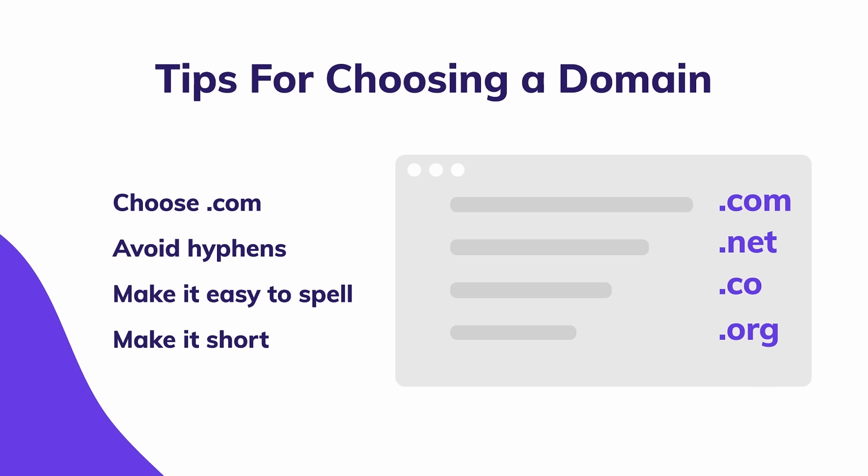So first of all, if possible, always choose .com, because it's the most popular one and it's the most recognizable one. And if that domain name is not available, the next best option would be .net. Second tip, make it short. Don't go over the top with a long domain name. There's no need. Just make it short and simple. The best case scenario would be keep it under 15 characters.